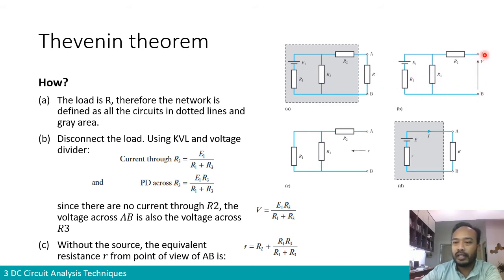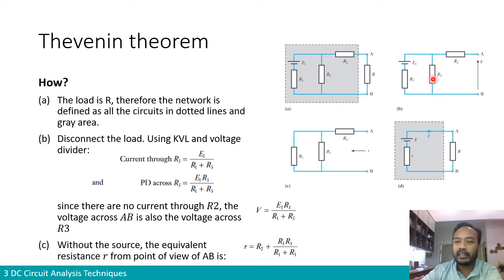As there is no component over here, there will be no current circulating through R2 because AB is disconnected. The current is just circulating in this mesh or loop over here. Therefore, the voltage across AB is also the voltage across R3. So if you find the voltage across R3, that is the voltage across AB, VAB. So how do we do that? In order to find the voltage across R3, we know that it is the product of the current across R3 multiplied by R3. But now we have to know what the current across R3 is.